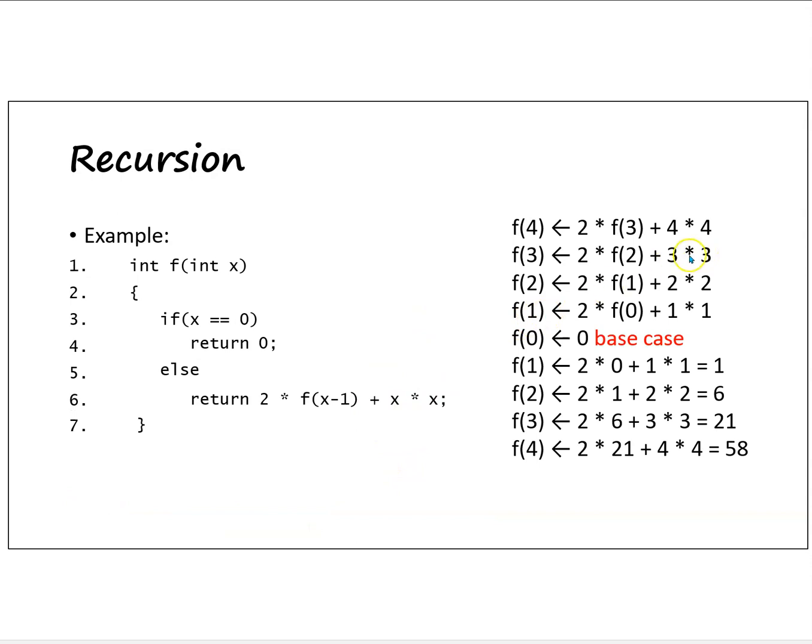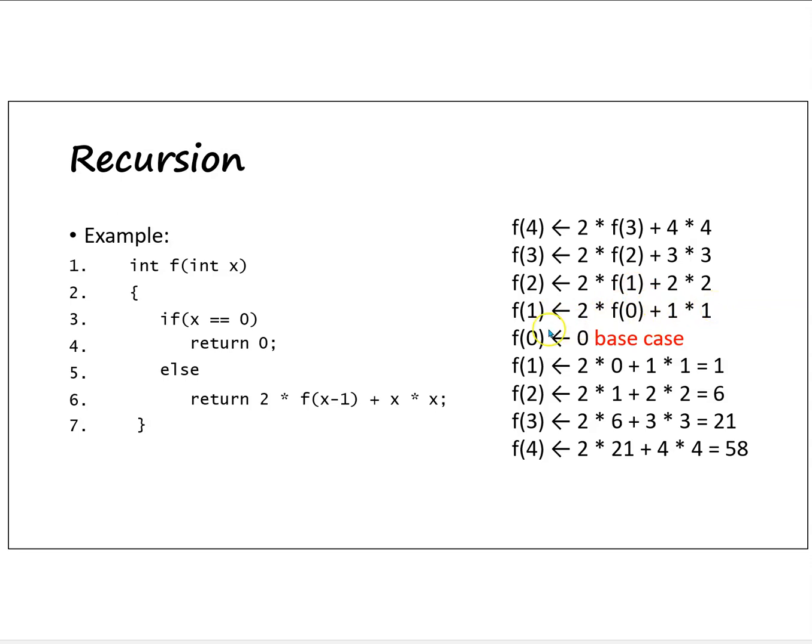So let's take an example. We're going to start with 4. If we call it with f of 4, I'm going to step in. Is x equal to 0? Nope. So we're going to return 2 times f of 3 plus x times x. This works out to 2 times f of 3 plus 16. F of 3 is 2 times f of 2 plus 9. F of 2 is 2 times f of 1 plus 4. And f of 1 is 2 times f of 0 plus 1.